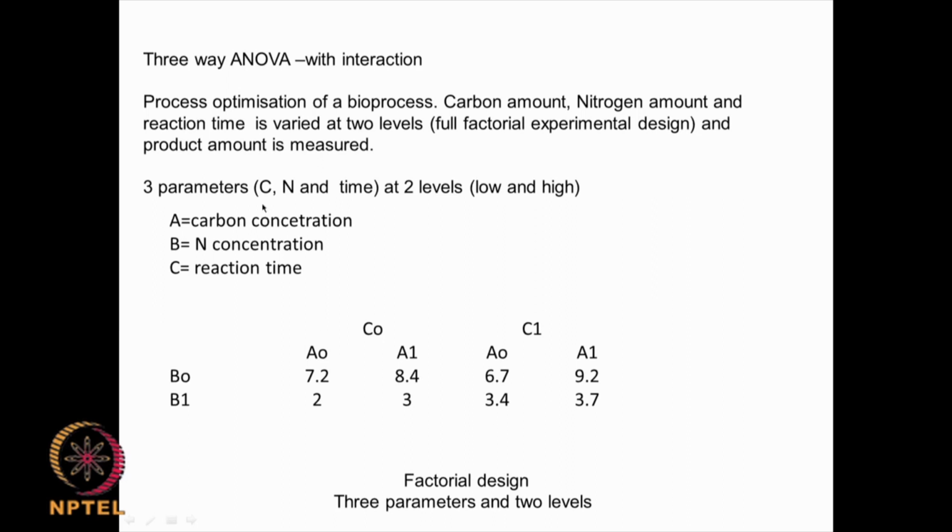So, 3 parameters and 2 levels, A could be carbon concentration, B could be nitrogen concentration, C is the reaction time. I am getting some product yield here mostly in grams per liter, this is the amount. Now, I want to look at the main effects and see whether I can even get interaction effects, but that is going to be a bit problematic, you will see why, as we go along.